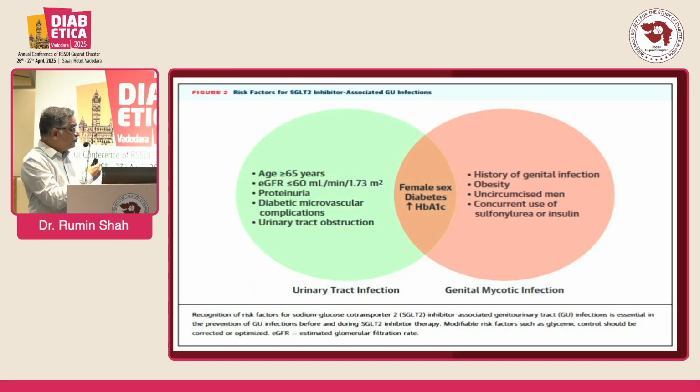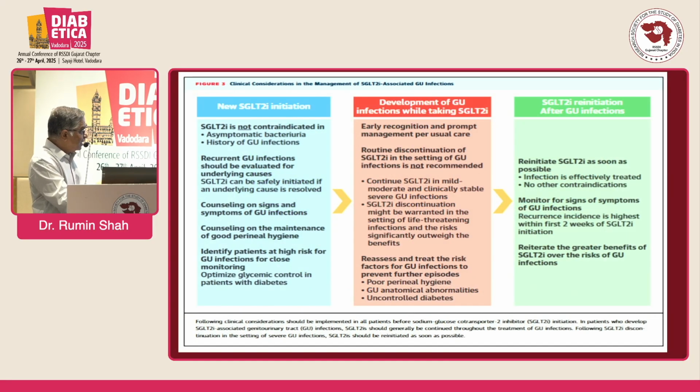A patient who is above 65, eGFR below 60, having proteinuria and diabetic microvascular complications and obstructive uropathy, for example a prostate, is more likely to have urinary tract infection. When the patient is obese, an uncircumcised man, and on concurrent use of sulfonylurea or insulin, there is a higher chance of genital mycotic infection. A female would have either of them, urinary tract infection or a genital mycotic infection.